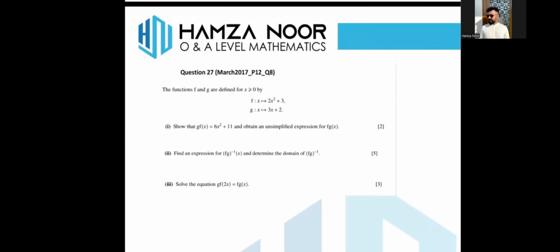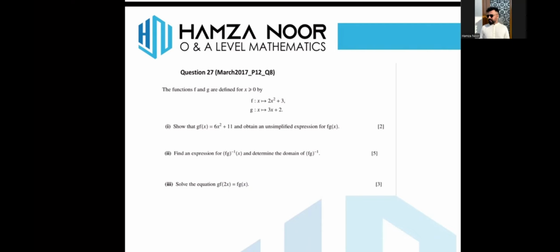Today we are going to solve some questions from the past papers of A-level Maths P1 Cambridge, and specifically I'm going to solve the questions based on the topic domain and range of composite functions. First of all, we have handout question number 27, which is February-March 2017, paper 1 variant 2, question number 8.